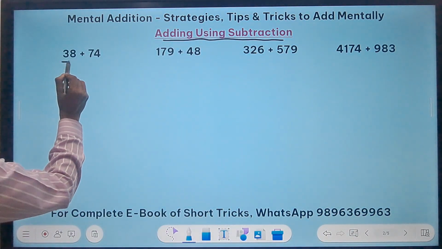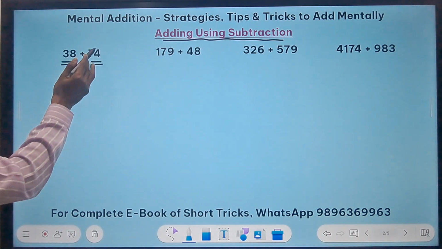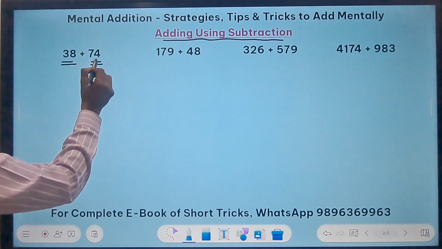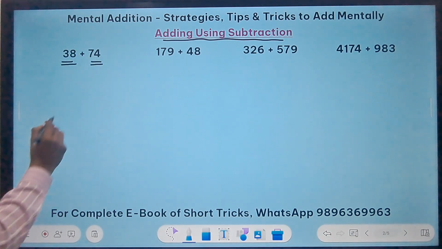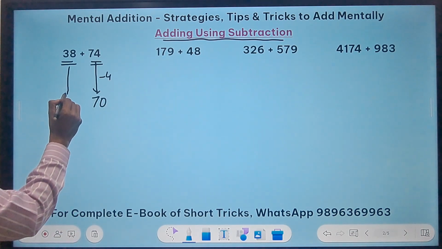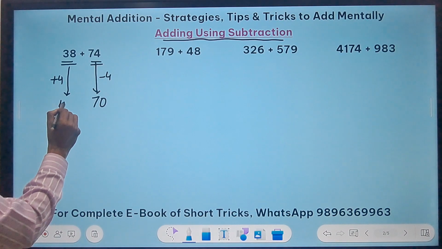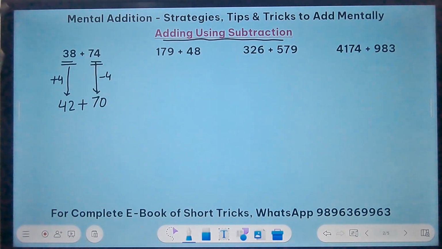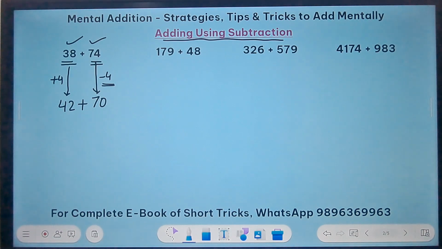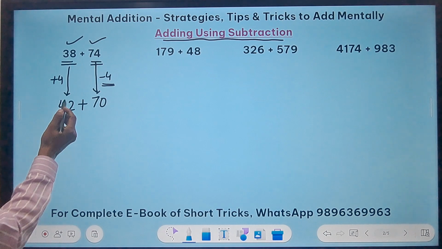Suppose I have to do 38 plus 74 in my mind. Now adding 74 to 38 might sound a little difficult, but it will not be difficult if you convert this number to a perfect tens. Like if I subtract 4 from this, I will get 70. So to this number I will add 4. This will become 42. Now adding 42 and 70 is far easier than adding 38 and 74. So this is how you visualize. Because I am doing subtraction here, that is why I am calling the method adding using subtraction.